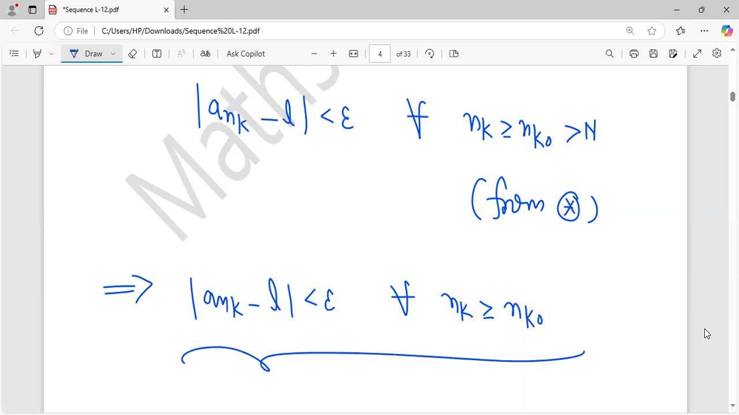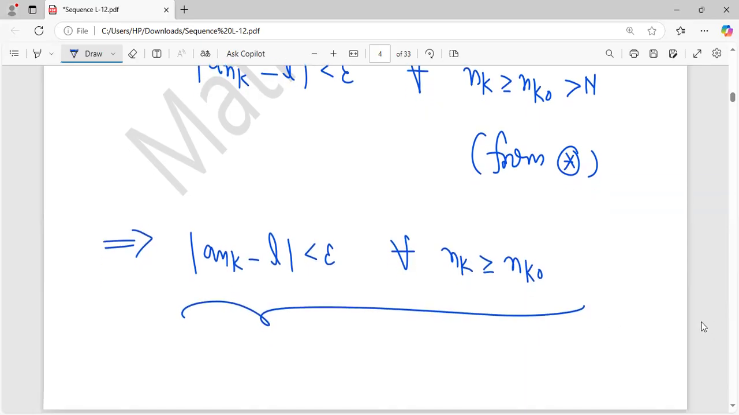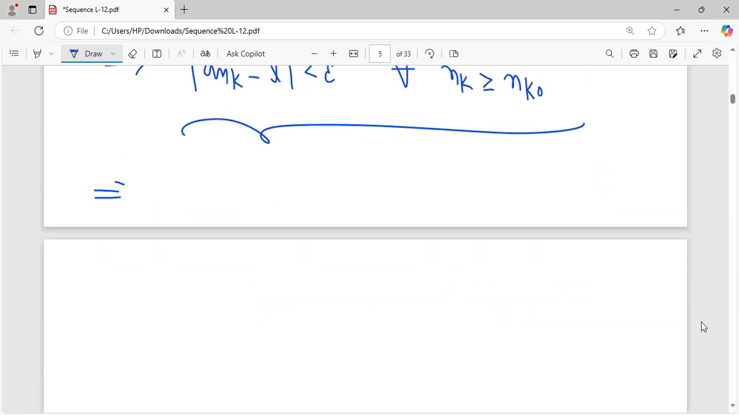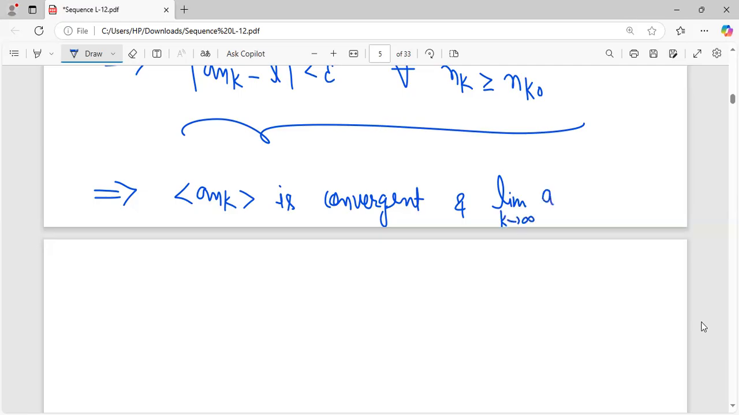So what is the meaning of this? The meaning of this is a n k is convergent and the limit of a n k, as k tends to infinity, is L. So this implies a n k converging to L.